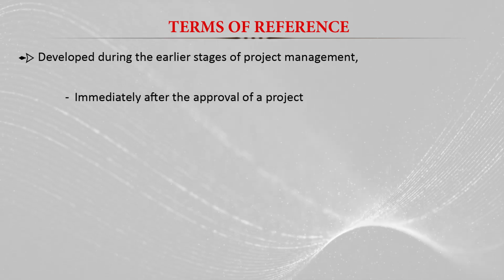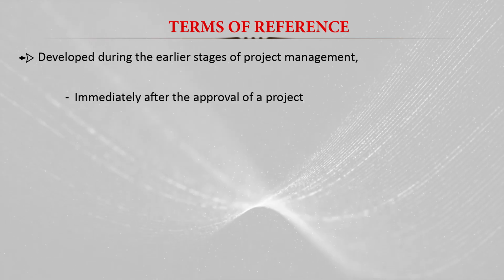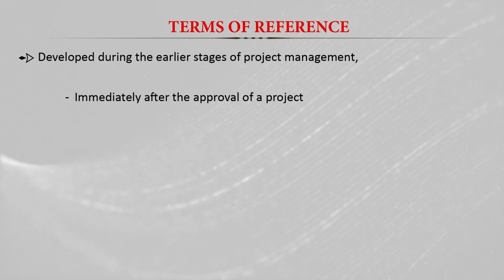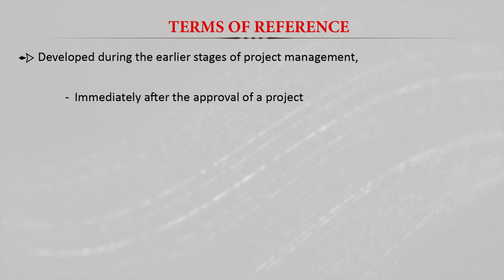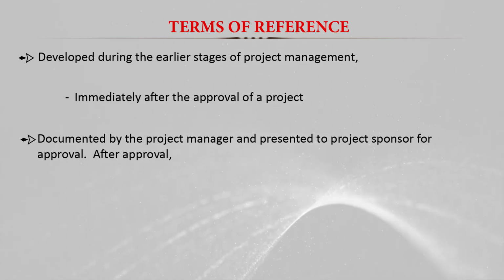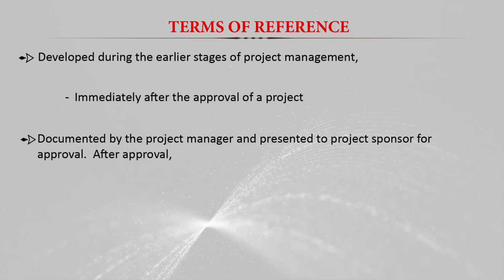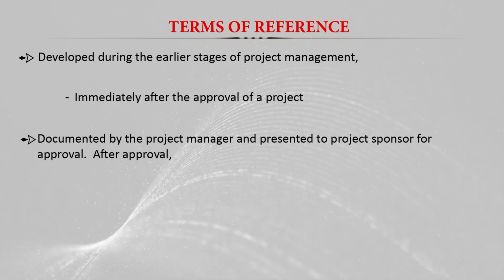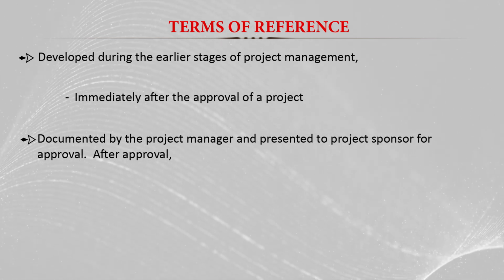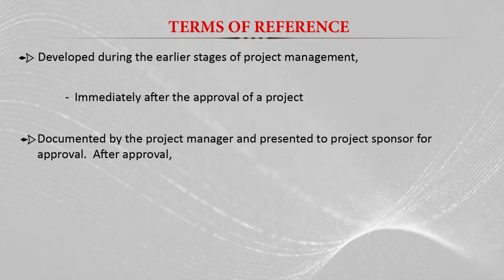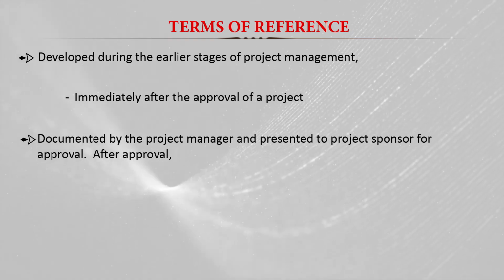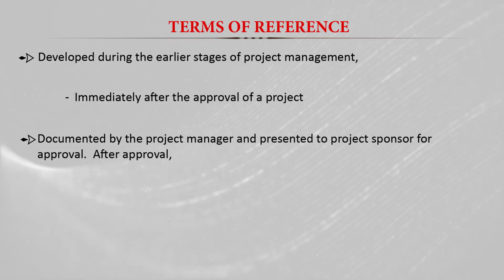So when we get the project approval from the sponsoring agency, from the government, or any other agency, international donor, we start preparing the terms of reference. Basically, this terms of reference document is prepared by the project management and presented to the project sponsor for approval. After getting the approval of the project, we prepare the detailed activity or terms of reference, and then we again present this terms of reference to the sponsoring agency for their approval, so that we have their complete consent about the project activity.